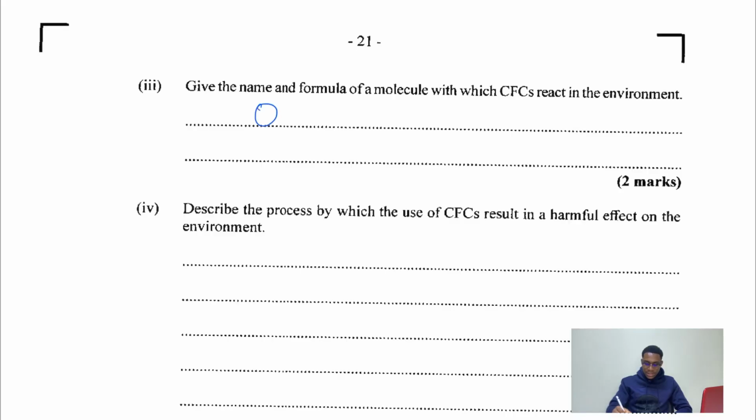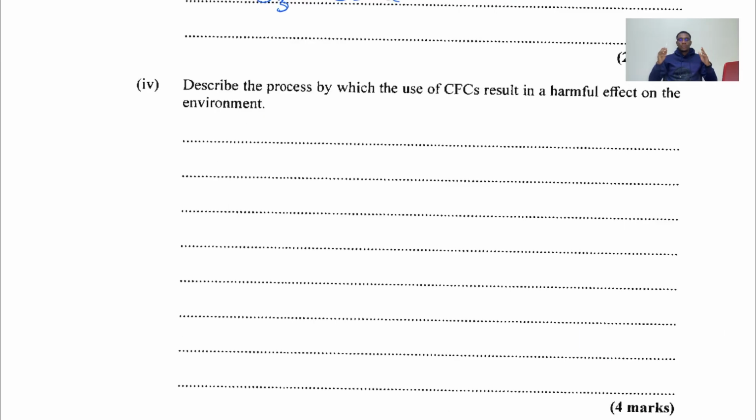Question 3. Give the name and the formula of a molecule with which CFCs react in the environment. That is O3. And what is O3, guys? That is ozone. All right, guys, let us move on to the last question.